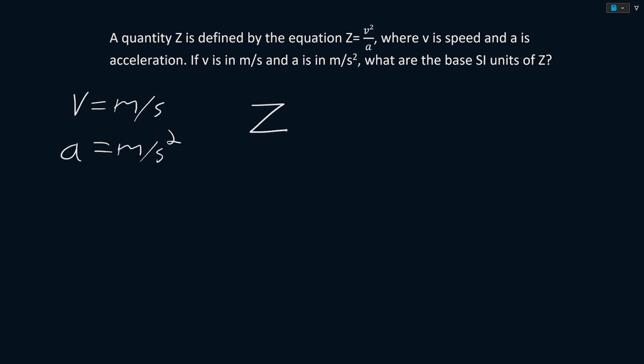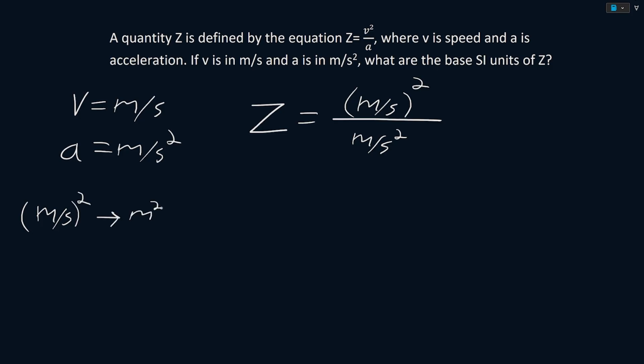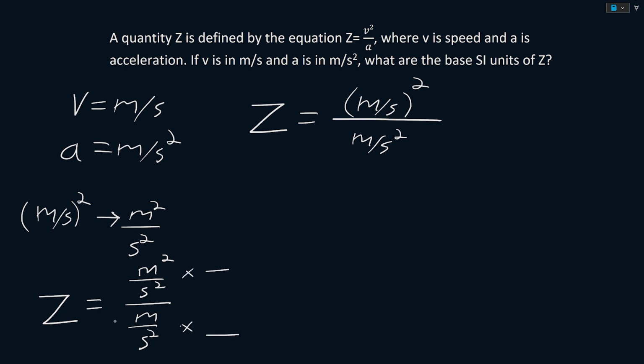We can rewrite z by substituting in our units. v is equivalent to meters per second, and the quantity is squared. And a is equivalent to meters per second squared. We can rewrite meters per second quantity squared as meters squared over seconds squared. Now we can write z as meters squared over seconds squared over meters per second squared. In order to simplify the complex fraction, we have to multiply the top and the bottom by the reciprocal of the bottom fraction. The reciprocal is equal to the bottom fraction flipped.